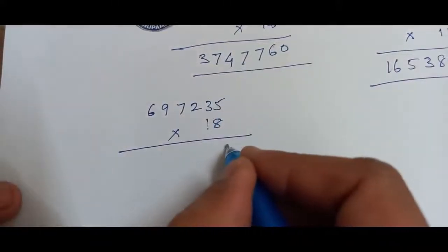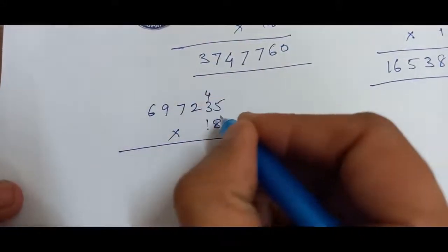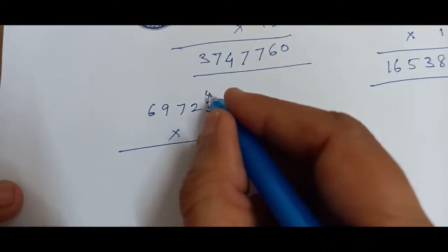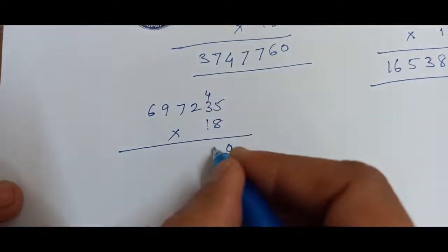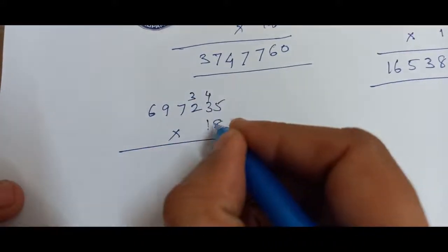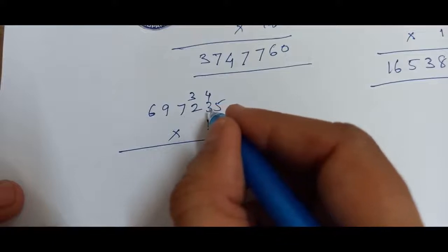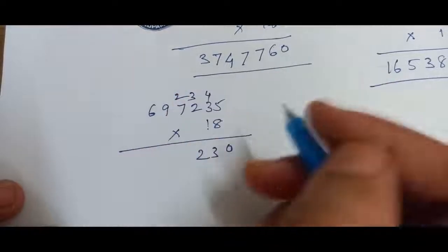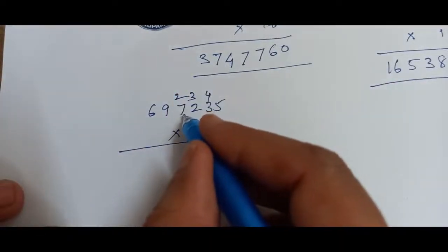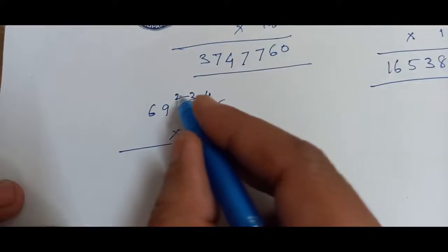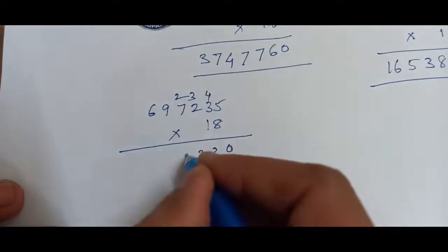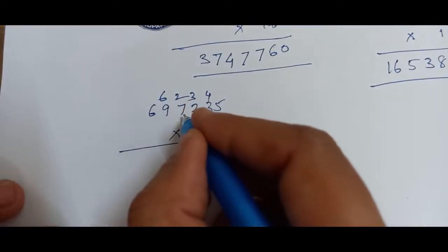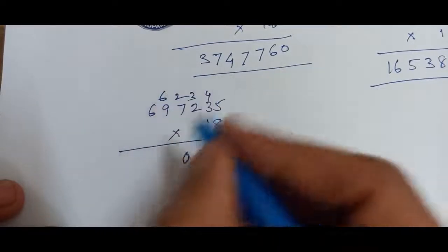8 5 is 40, write 0 here, 4 carry over here. 8 3 is 24 plus 5 is 29, plus this carry 4, 33. Write 3 here, 3 carry over here. 8 2 is 16 plus 3 is 19, plus this carry 3, 22. Write 2 here, 2 carry over here. 8 7 is 56 plus 2 is 58, plus this carry 2, 60. Write 0 here, 6 carry over here.